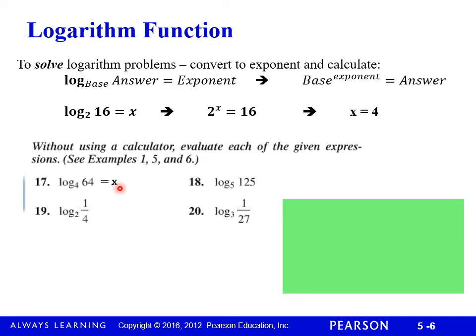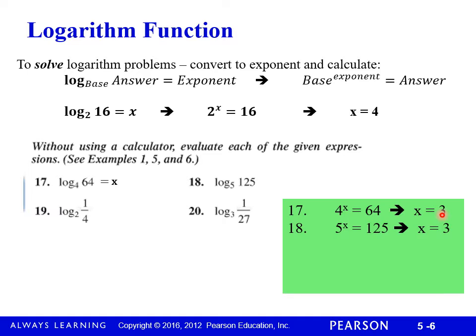So then we have the three parts. We have a base, an answer, and an exponent. So for number 17, we're going to convert it to 4 to the power of x equals 64. And then we figure out that 4 times 4 times 4, or 4 to the power of 3, is indeed 64. Now see if you can do these other three problems that are here by hitting pause and then moving on.